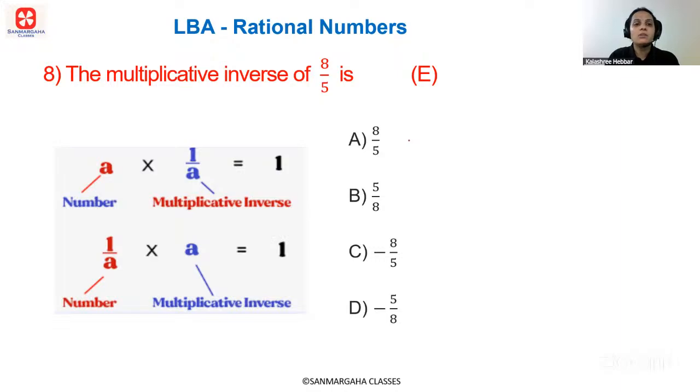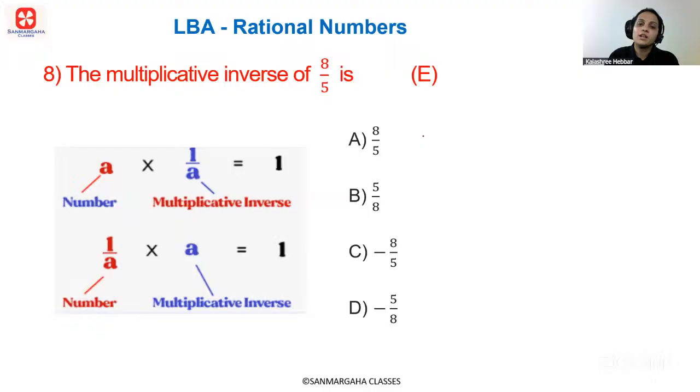The multiplicative inverse of 8 by 5 is: A, 8 by 5; B, 5 by 8; C, minus 8 by 5; D, minus 5 by 8. So let us know what is multiplicative inverse. Multiplicative inverse of a number is a number which gives the value as 1 when multiplied to it.